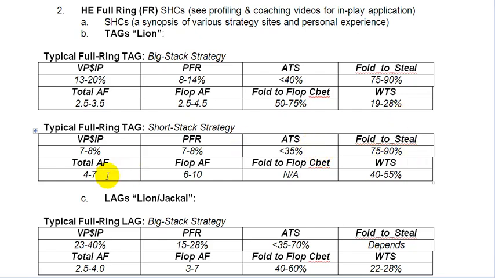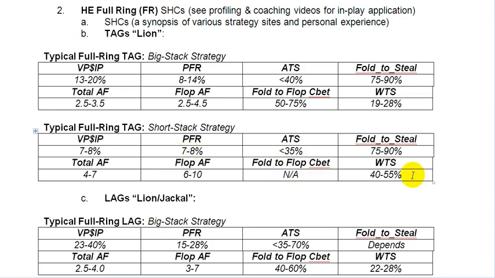The aggression factor is actually a bit more in general because of this hit and run, hardcore tight aggressive strategy. Again, a bit higher flop aggression factors. Fold to a flop C bet: of course, some short stack strategy players will be folding to C bets from time to time. It's just that when they get involved, they're so strong that this is rarely the case.